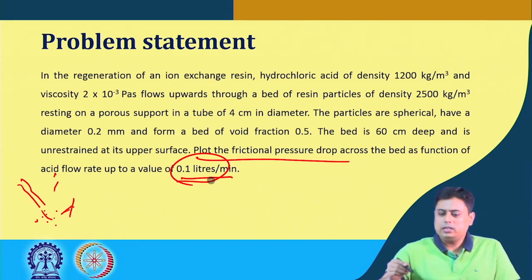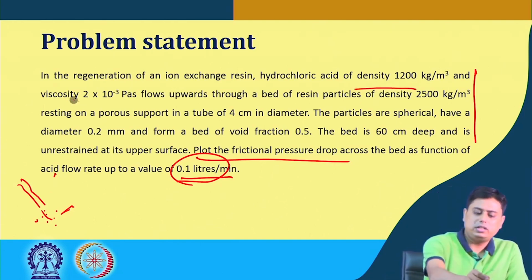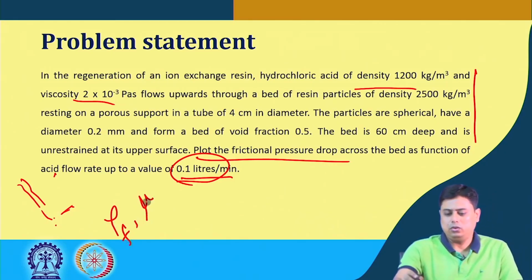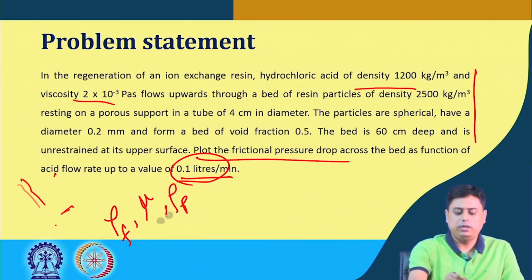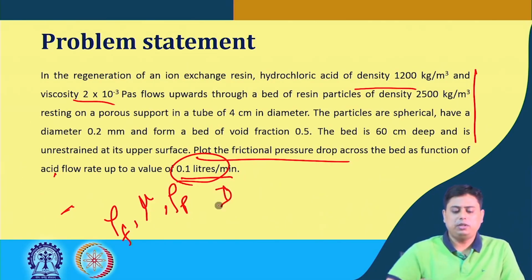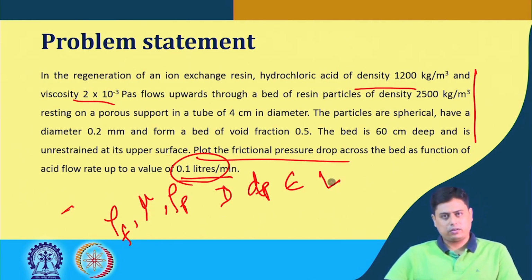This initial part is very simple, because here the density of the fluid rho f is given, viscosity mu is known, density of the particle rho p is known, the diameter of the tube is mentioned, the particle diameter dp is mentioned, voidage is given, and the length of the bed is given. So, can you calculate the frictional pressure drop across the bed?